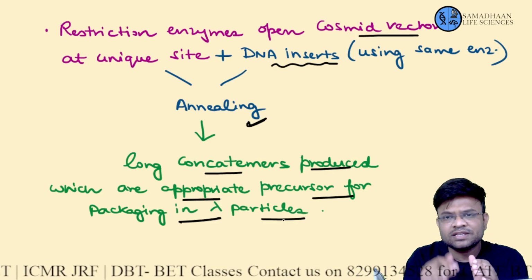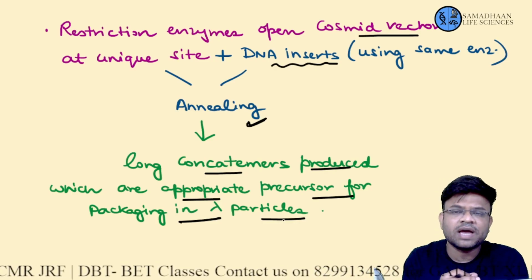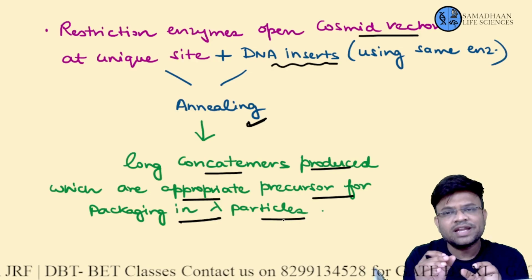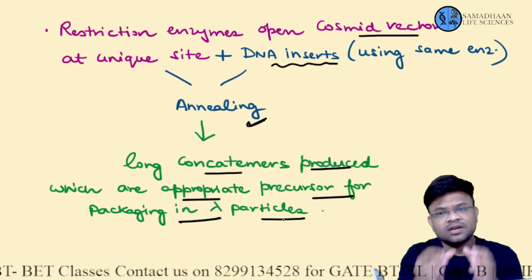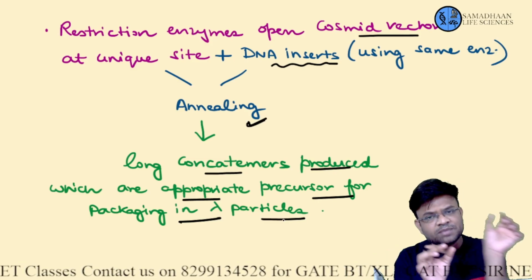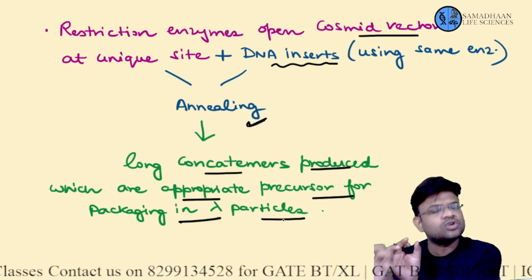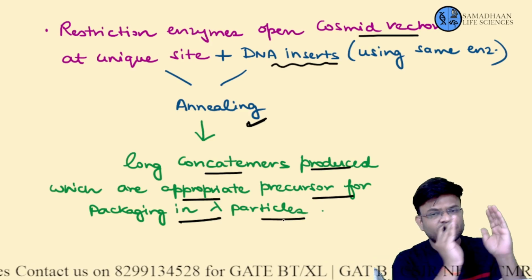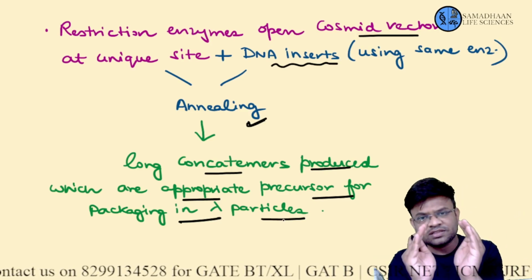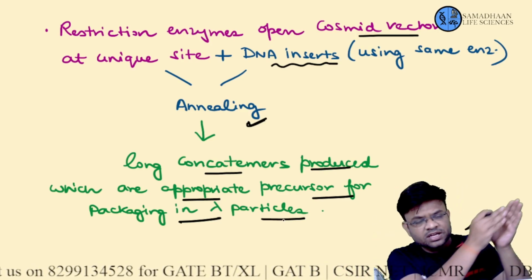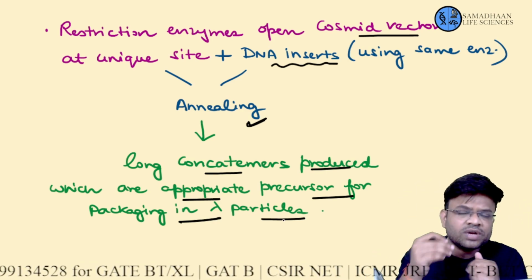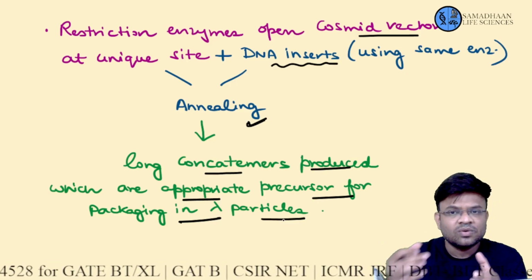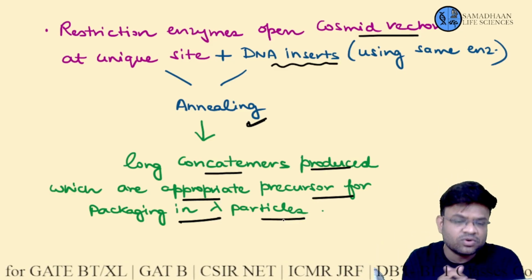Now let us understand this term by term. What do you mean by long concatamers? Concatamers means something which has repeating units, and these repeating units are attached end to end, right? So first of all, let us say this was the repeating unit, then again this repeating unit, then again this repeating unit. They are joined end to end. Now when I say repeating units, what do you mean by it? What is being repeated? Let us just talk about this.